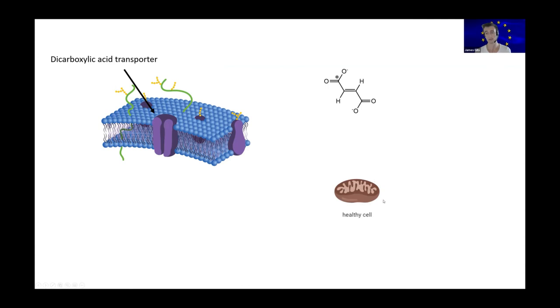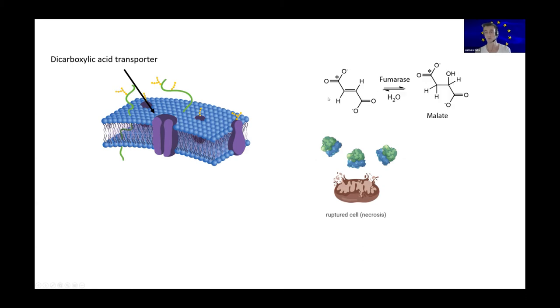So if you have a healthy cell, you can inject the fumarate in the body, but none of it goes inside. It doesn't have any access to the enzyme, which would convert it to malate. In the case where the cells are dead or ruptured, the enzyme can leak into the surrounding tissue and catalyze the enzymatic conversion of fumarate into malate. And that's what's imaged. That's why you get contrast in these experiments.